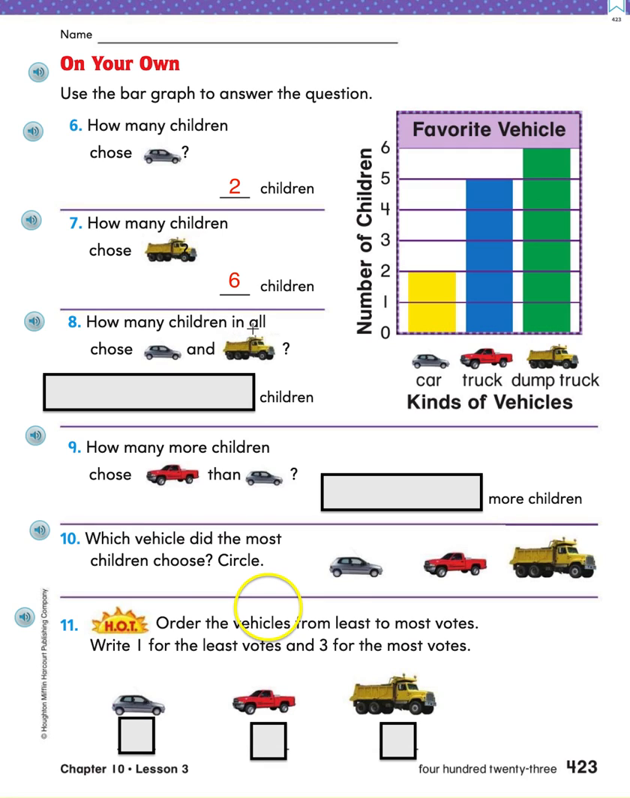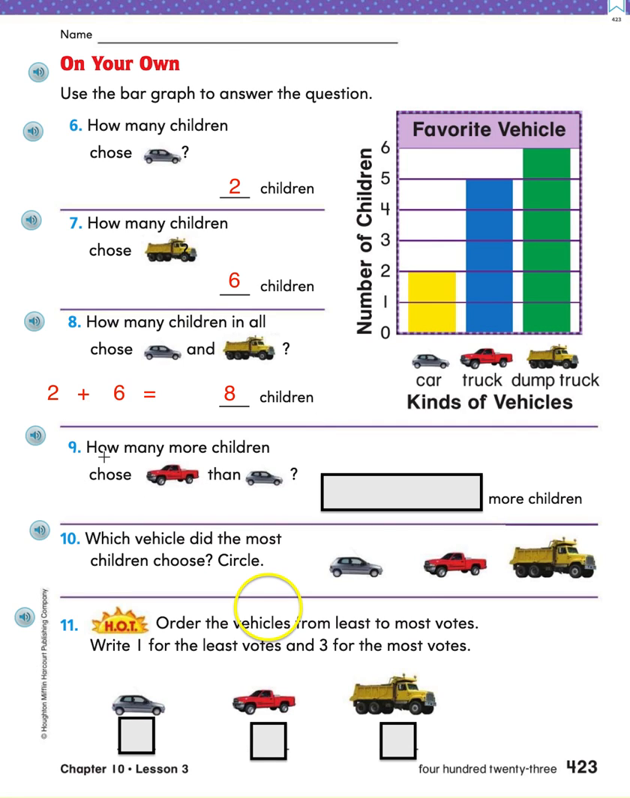Okay, that in all tells us that we need to add. And we already have our numbers from the previous 2 answers. So when we do this, we need to think 2 plus 6 equals 8. 8 children in all chose cars and dump trucks.